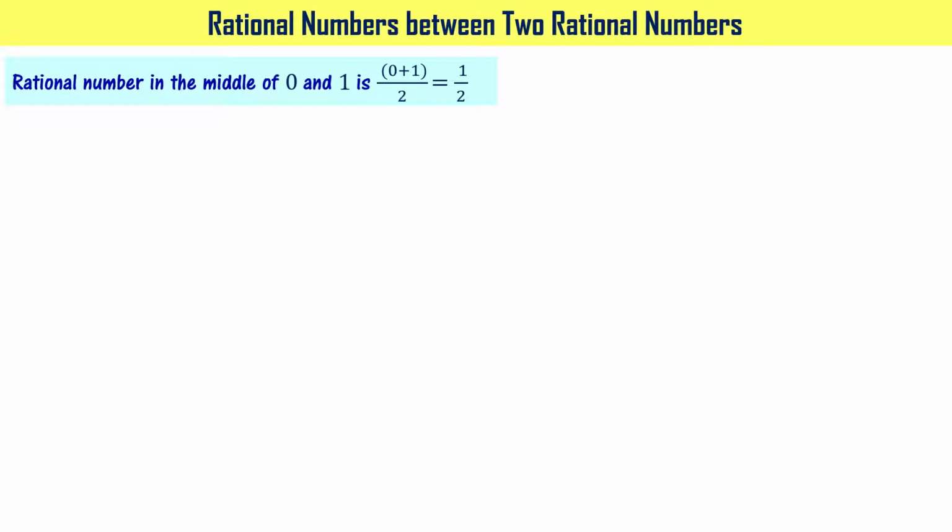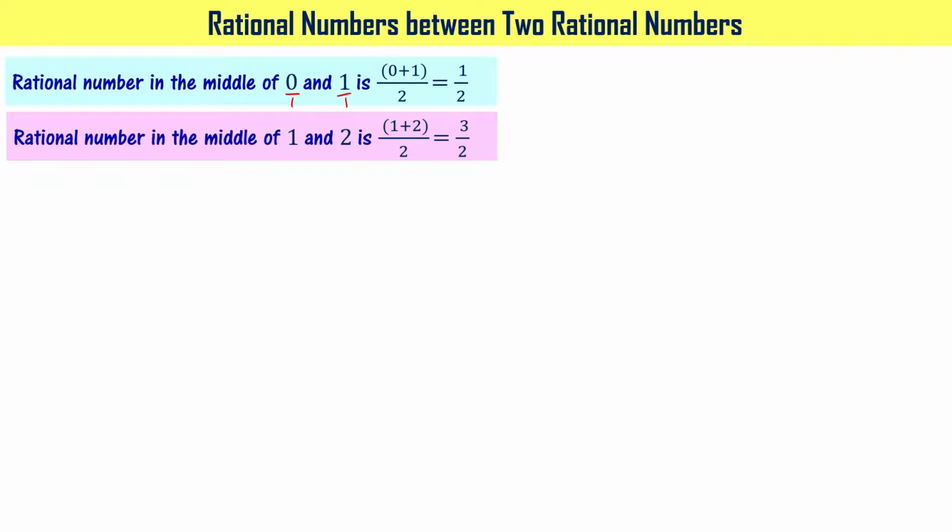We said that the rational number in the middle of 0 and 1 is 0 plus 1 divided by 2, that is equal to half, right? Though 0 and 1 are whole numbers, 0 by 1 and 1 by 1 are rational numbers. We have taken the average of these two numbers, that is 1 by 2. Similarly, the rational number in the middle of 1 and 2 is the average of these two numbers, 1 plus 2 divided by 2, that is equal to 3 by 2, right?